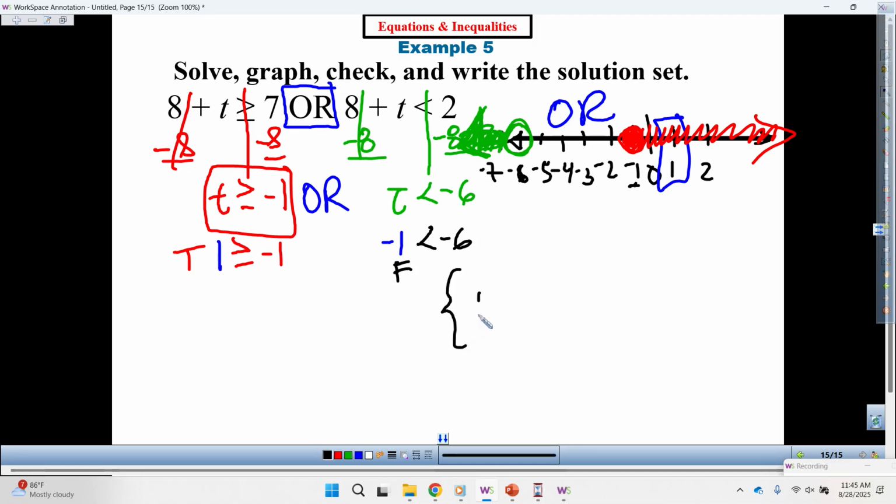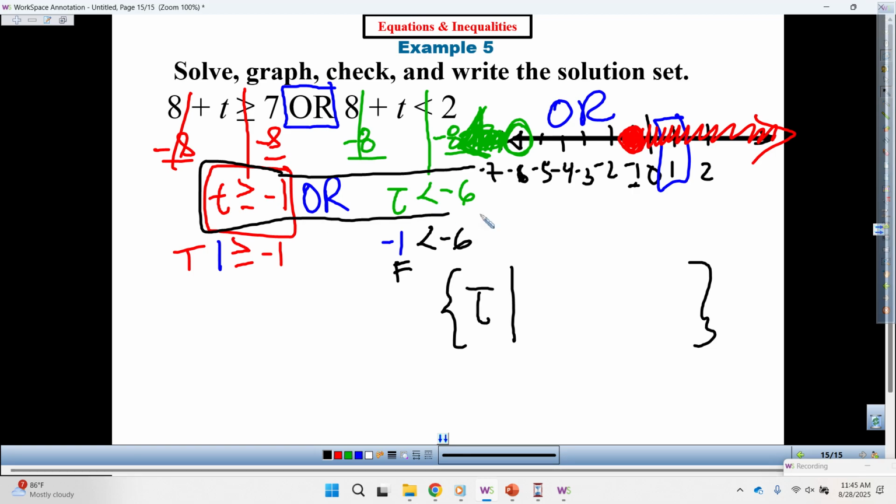Write your solution set of t, such that, close your solution set, and look up, we write all this: t is greater than or equal to negative 1, or t is less than negative 6. All right, how we doing? Good. Send me your work, please.